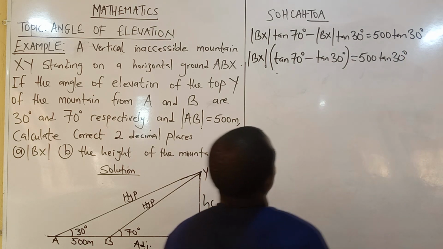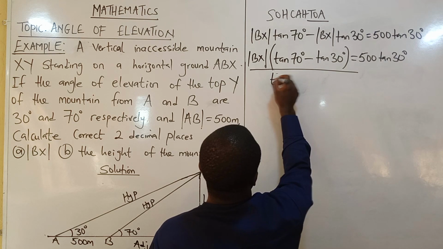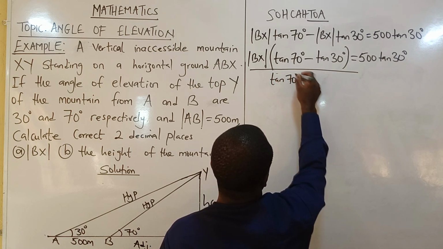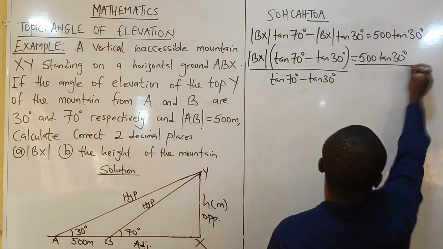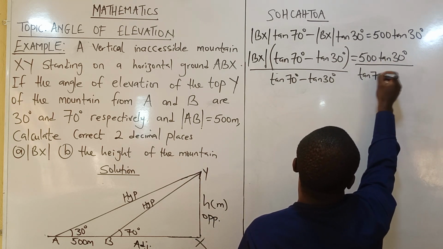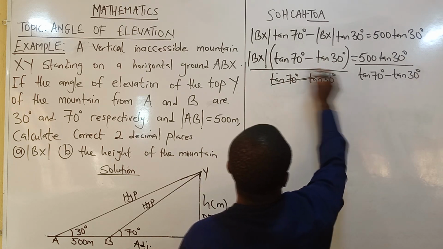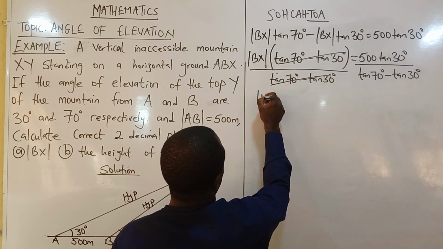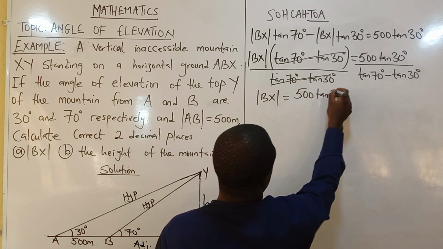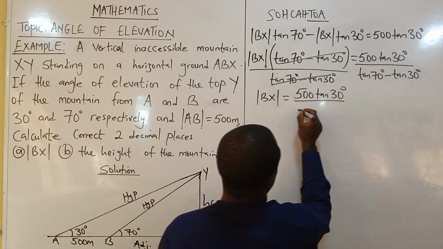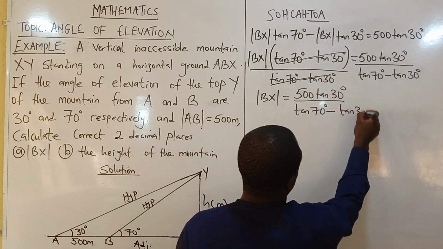Divide both sides by tan 70 degrees minus tan 30 degrees. Also divide this side by tan 70 degrees minus tan 30 degrees. They cancel each other. You have line BX equals 500 tan 30 degrees divided by tan 70 degrees minus tan 30 degrees.